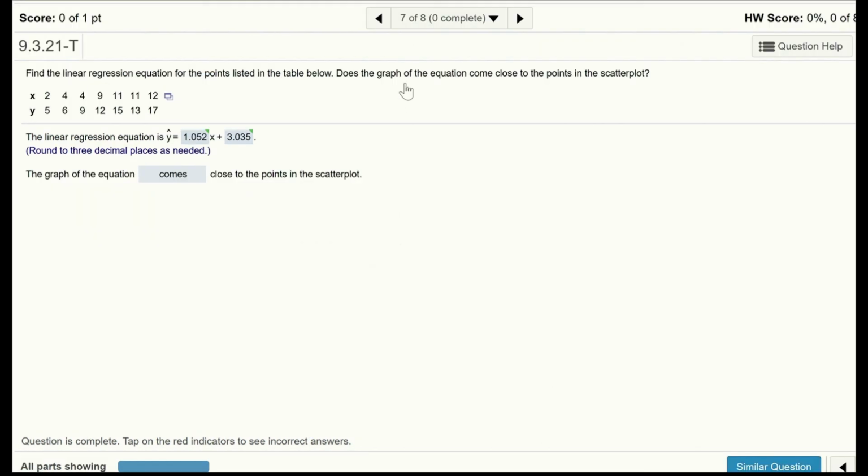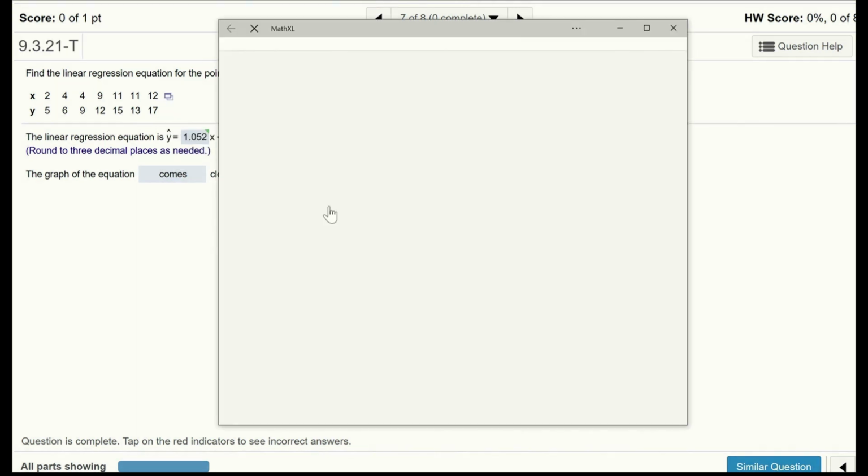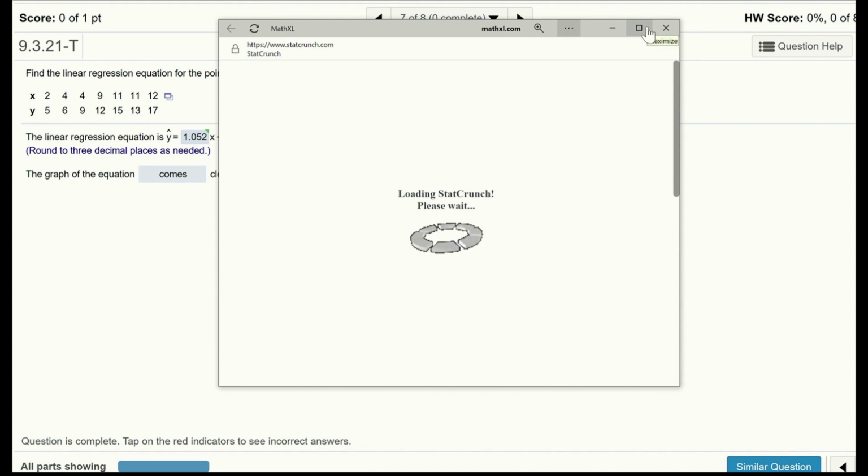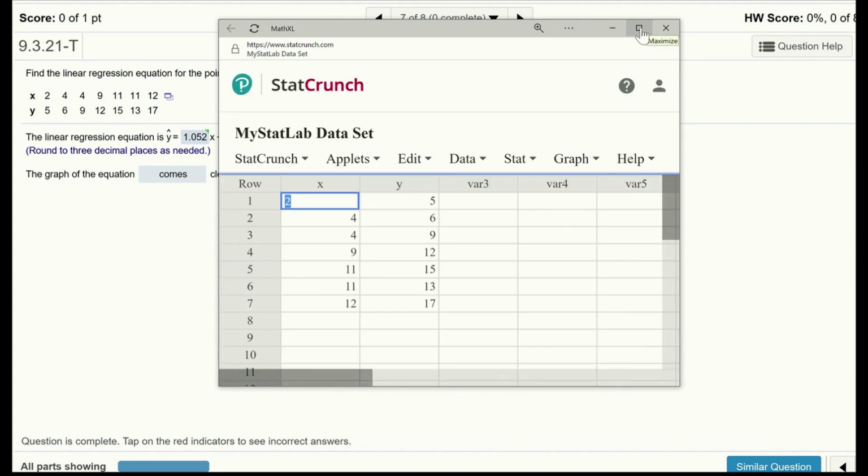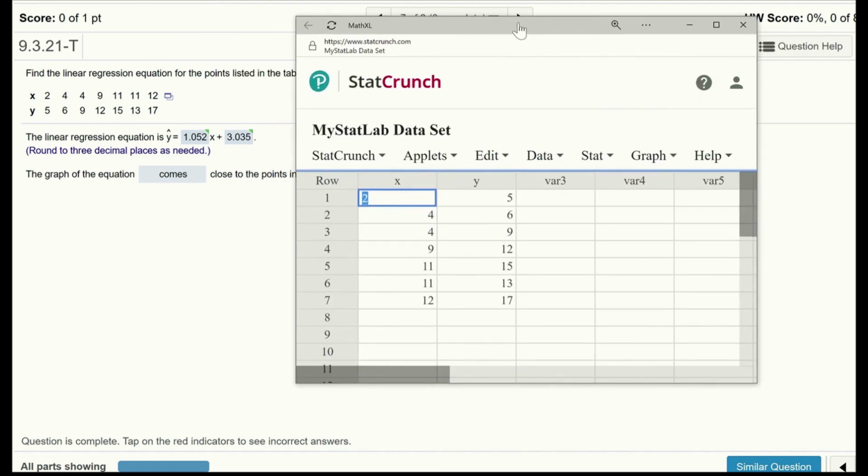All right, so for this last one we're going to look at together, let's go ahead and take this data into StatCrunch and run through this one more time just to make sure you know exactly how to do this. So we're basically going to open in StatCrunch. Make sure you're logged in. If you haven't logged in, log in again. So here's the data. It brought it for us into StatCrunch perfectly. So now we're going to find the linear regression equation.